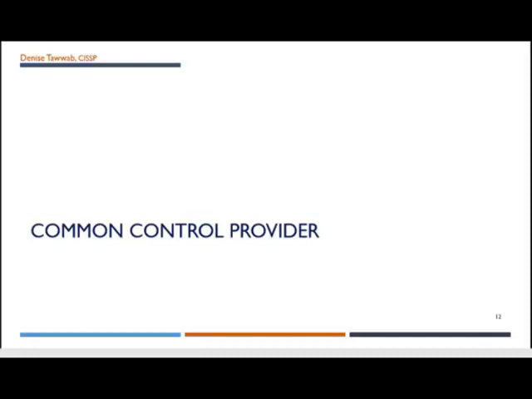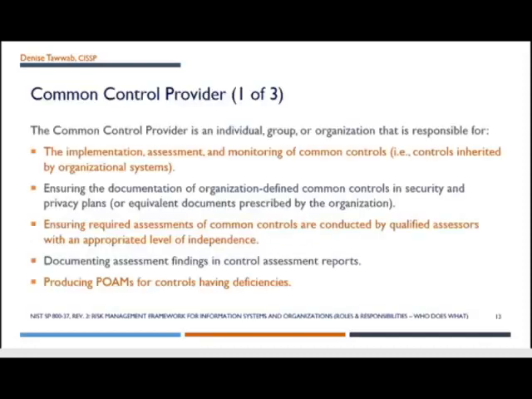Next up, you have what's called a common control provider. Your common control provider can be an individual, a group, or an organization that is responsible for the implementation, assessment, and monitoring of common controls, for example, controls inherited by organizational systems. The common control provider ensures that the common controls are properly documented in security and privacy plans or equivalent documents that the organization uses.